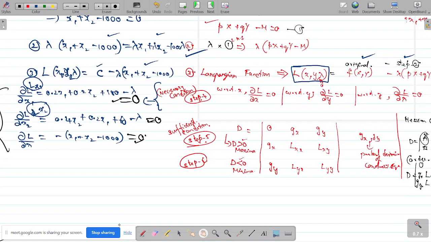நான் எது வரைக்கும் முடிச்சிருக்கேன்னா step 3 done, step 4 done. With the help of step 4, I have found the values here. What is the value I have found? Lambda is equal to 380. Okay, x1 is equal to 400 and x2 is equal to 600. இதெல்லாமே find பண்ணிட்டேன். Next, I have to go for the sufficient condition with the help of this determinant.